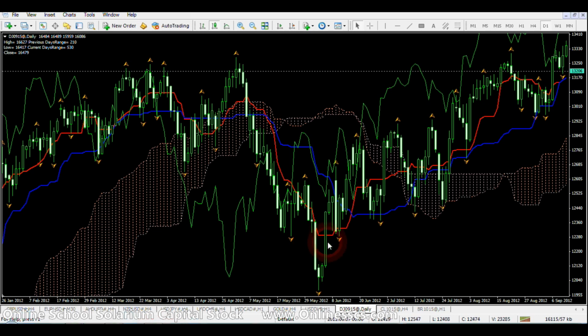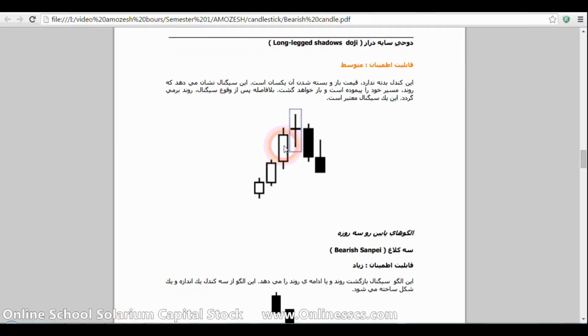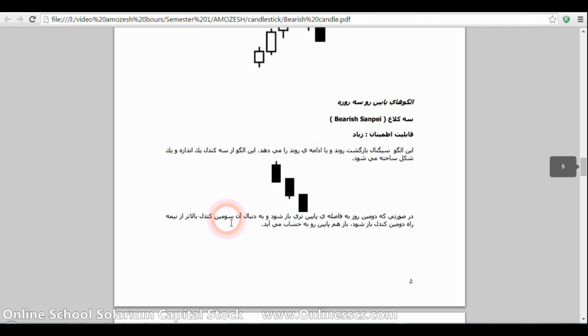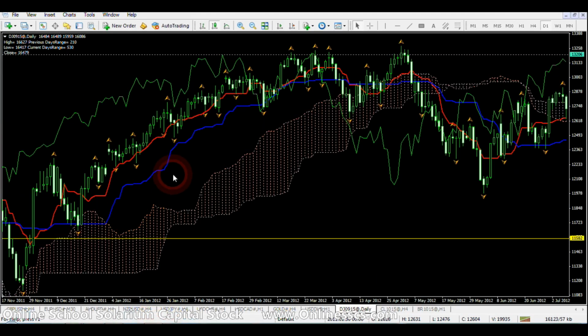Let me show you the doji in this chart. You see there's a doji here. It has dropped down. We had another doji here. We expected it to go up, but it went down. We shouldn't really trade according to this candle. You should know what it is, but you shouldn't trade on it. Doji is really common. We have a lot of it in the chart.